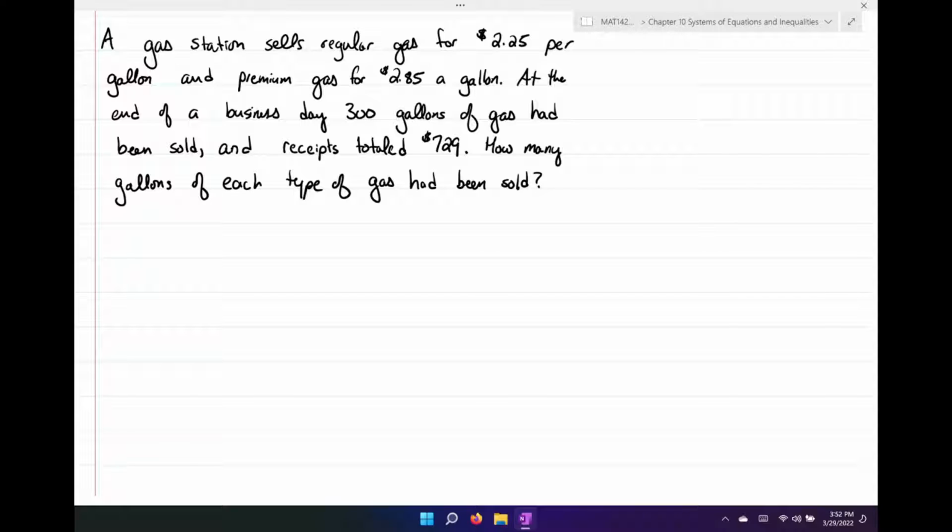So in this example here, we have a gas station that sells regular gas for $2.25 per gallon. I wish, especially today. Maybe this is a bad problem to pick. I'm sorry. All right, so let's just start over again.